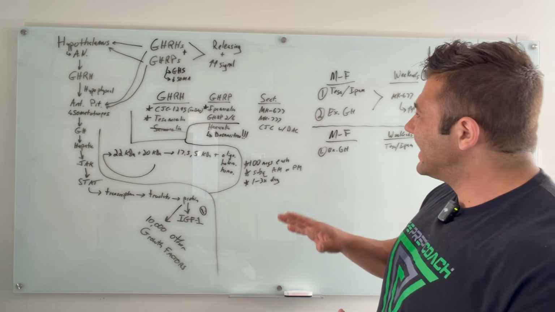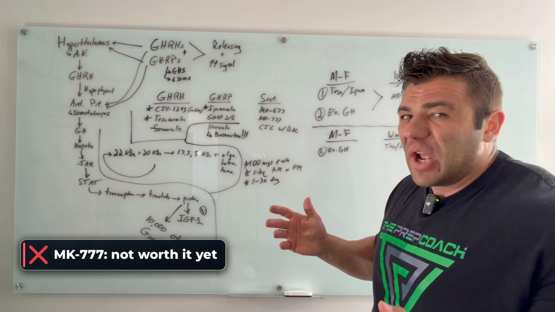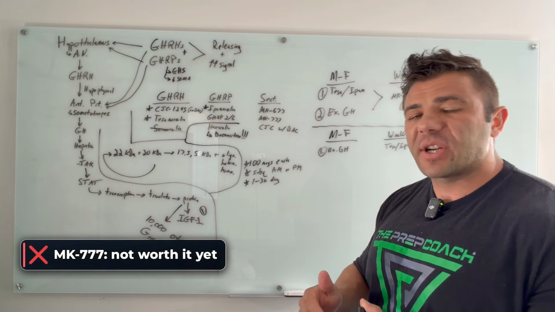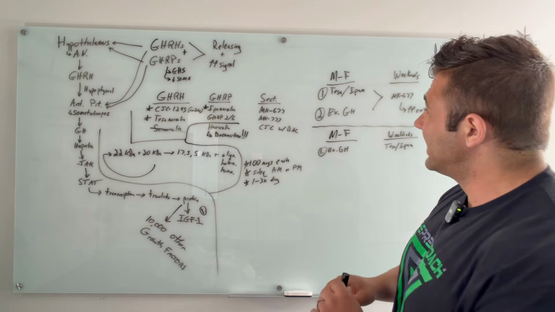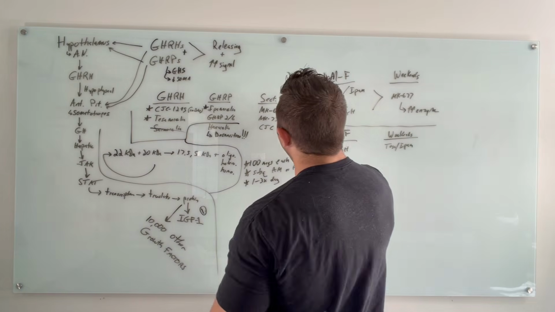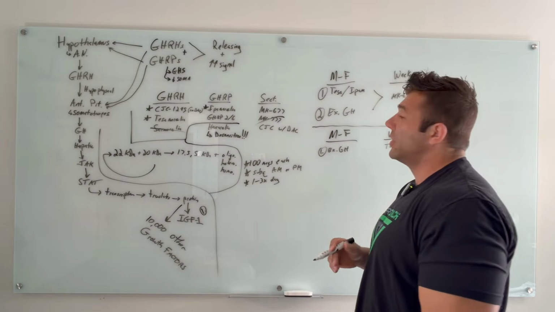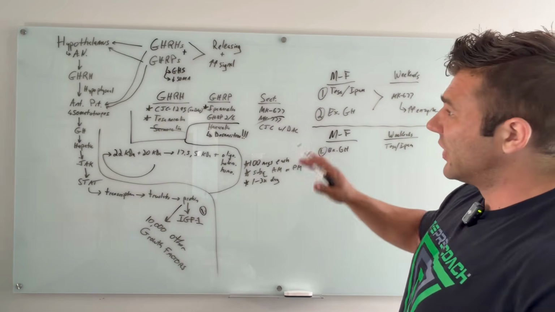But looking at it mechanistically, and at what we're seeing in application, I'm just not really a fan yet. So until more research comes out, until more people are using it, I don't see the need to use it over an MK-677. So sermorelin and MK-777 are two things that I probably would not go with. I'd probably go with the other ones.